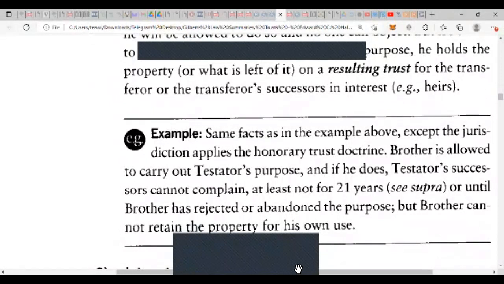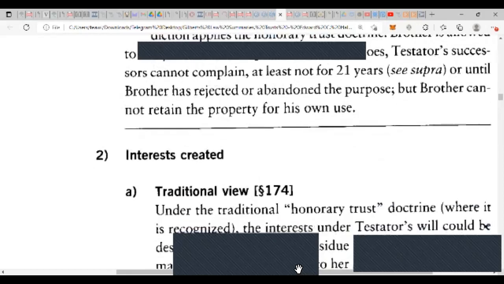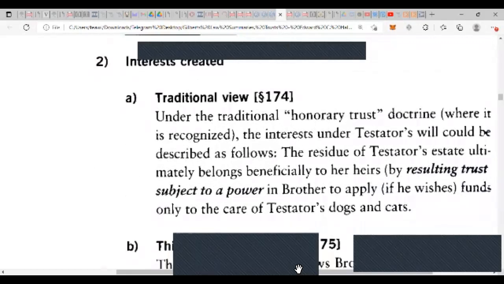Example: same facts as in the example above, except the jurisdiction applies the honorary trust doctrine. Brother is allowed to carry out testator's purpose, and if he does, testator's successors cannot complain, at least not for 21 years. See supra. Or until brother has rejected or abandoned the purpose, but brother cannot retain the property for his own use. Number 2, interest created.